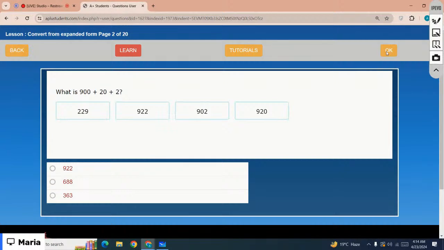What is 900 plus 20 plus 2? Which is the correct option? The correct option is, yes, that is 922. Option number 1 is the correct option. Very good.